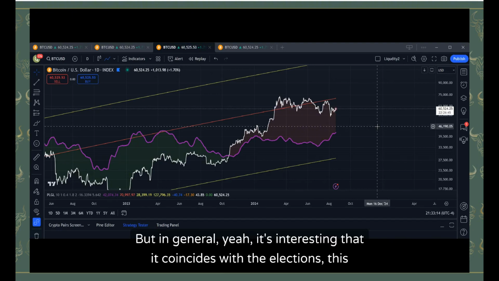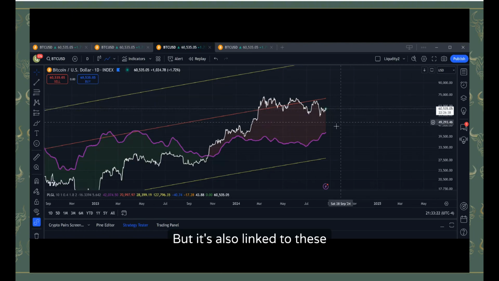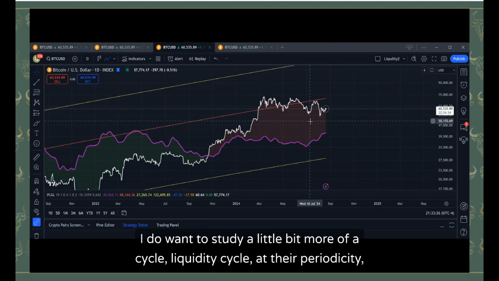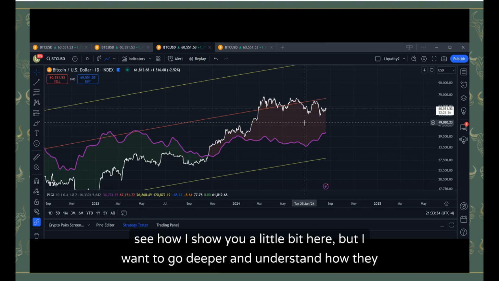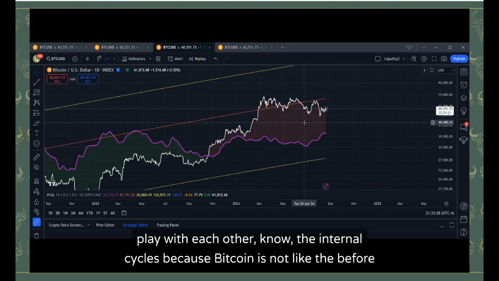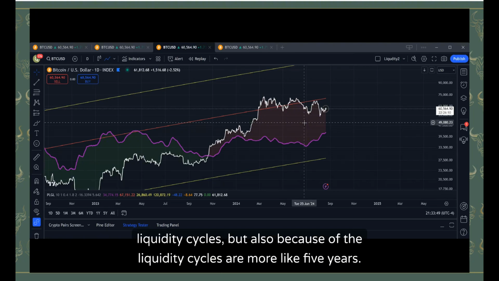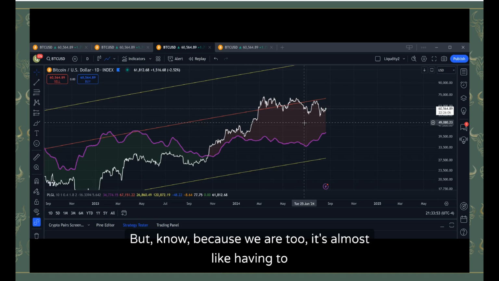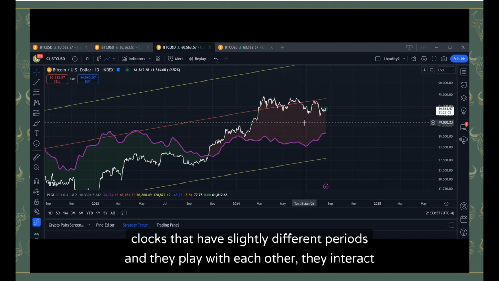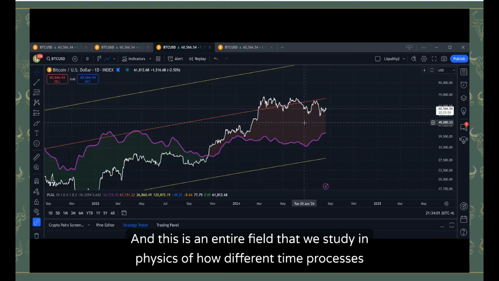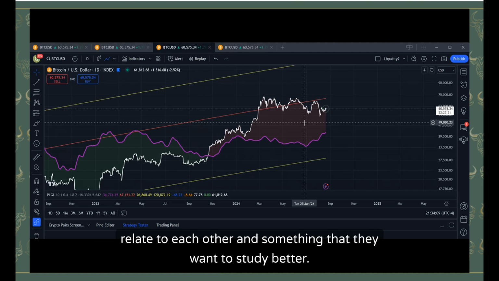But in general, it's interesting that it coincides with the elections, this supposed critical time. But it's also linked to these liquidity cycles. I do want to study a little bit more of the liquidity cycle, looking at their periodicity. I show you a little bit here, but I want to go deeper and understand how the internal cycles play with each other, because the 4 years are internal to Bitcoin. They have nothing to do with liquidity cycles, and the liquidity cycles are more like 5 years. It's almost like having two clocks that have slightly different periods, and they interact with each other. This is an entire field that we study in physics, of how different time processes relate to each other, and something that I want to study better.